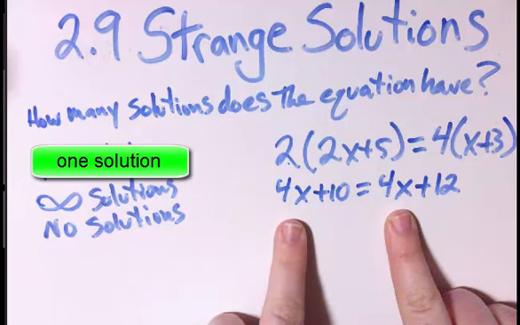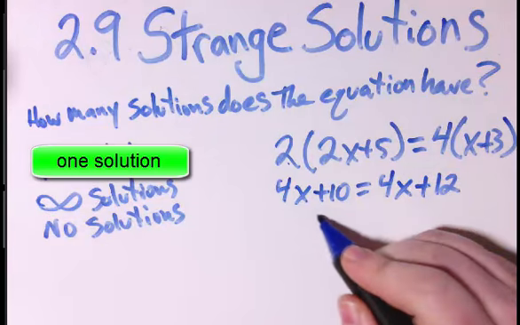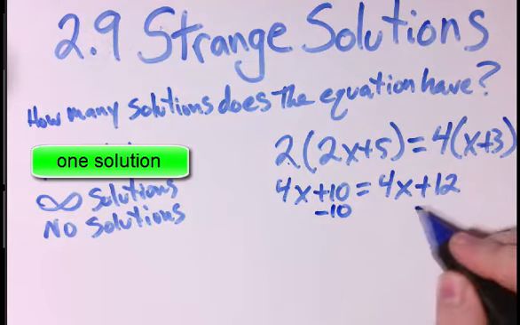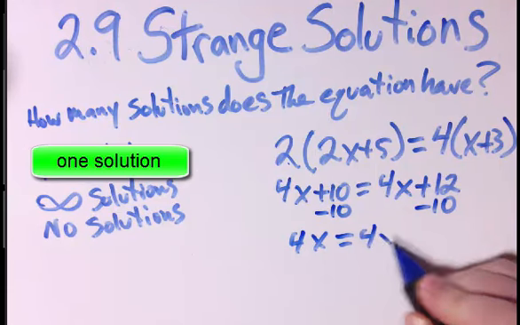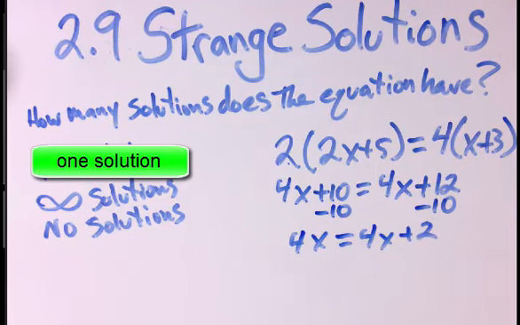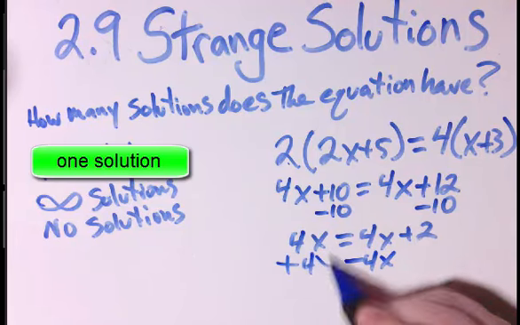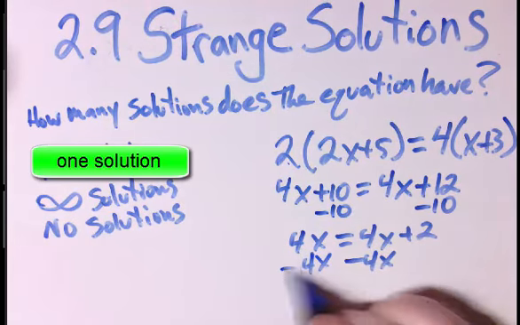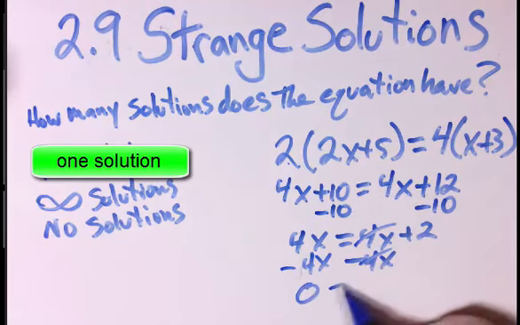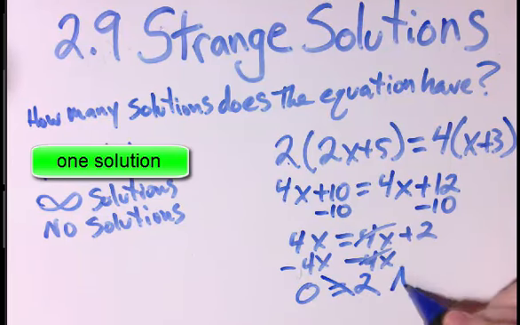So if I was to try to solve for one of these and get all the x's on one side, let's say I subtracted 10 from this side, so I get 4x is equal to 4x plus 2. Now if I want to get the 4x to the other side, I subtract 4x. This is going to be 0 equals 2. 0 does not equal 2, so we know this has no solutions.